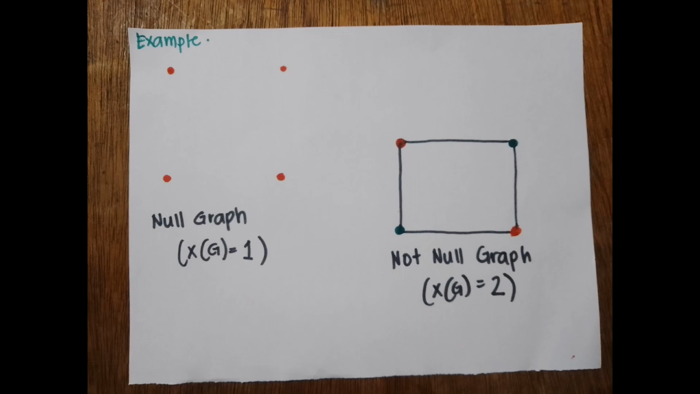Let's consider this example. As you can see, there are two graphs. The first graph is a null graph, which has 4 vertices and uses only one color. It is because those vertices are not adjacent to each other. That's why chi of G is equal to 1. The second graph is not a null graph, which also has 4 vertices but uses 2 colors. It is because there are vertices that are adjacent to some vertices. That's why chi of G is equal to 2.